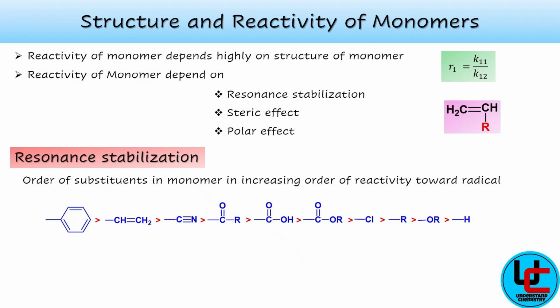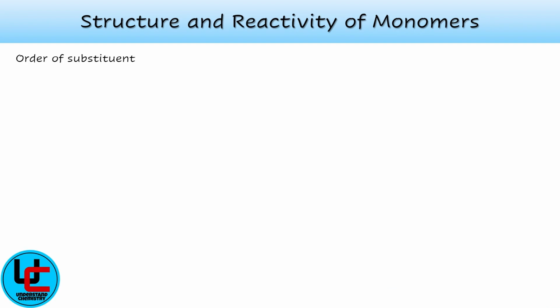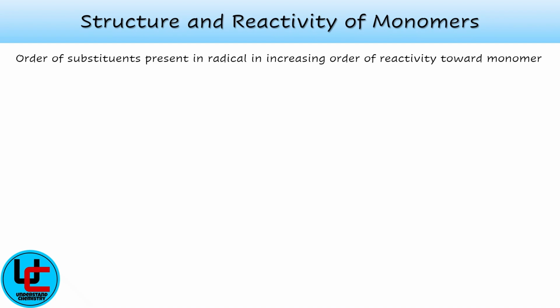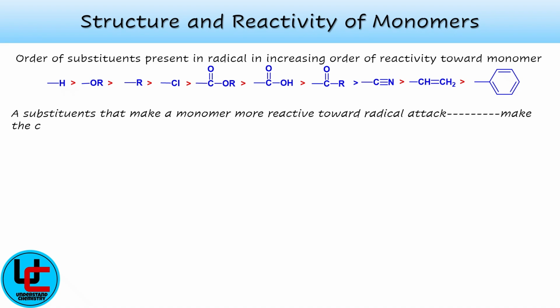Besides understanding the reactivity of a monomer, the reactivity of a radical is also important. The reactivity of a radical is inversely related to the reactivity of a monomer. The order of substituents present in the radical, in increasing order of reactivity toward monomer, is exactly opposite from the order of substituents present in the monomer. So from the reactivity order, we can see that the same substituent that makes a monomer more reactive towards radicals also makes the corresponding radical less reactive. This inverse relationship is key to understanding copolymerization behavior.